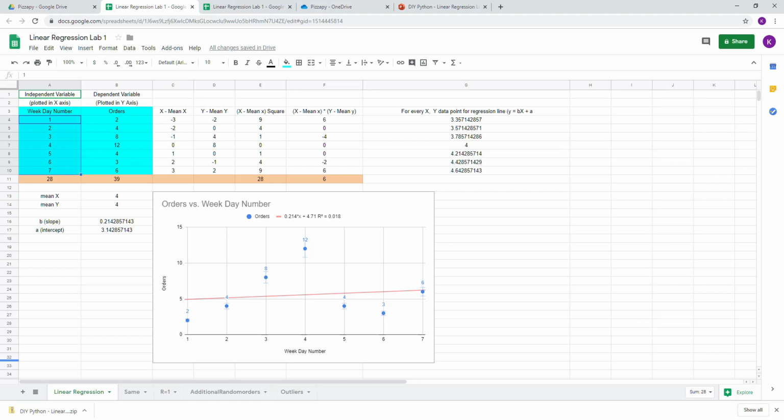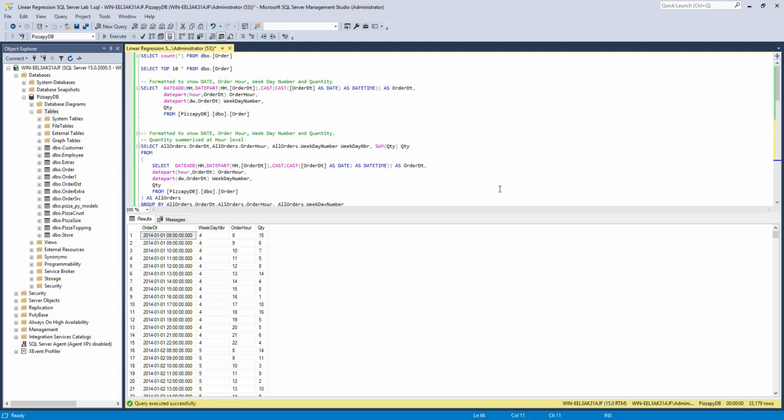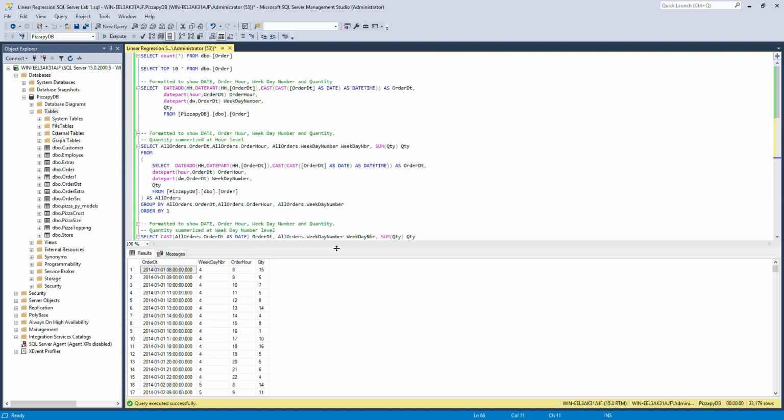Okay, so continuing from the previous example, let's go ahead and see what exactly we can do with the data we have in our Pizzapy database. Here I'm going to use SQL Server Management Studio, and I'm using SQL Server 2019 with Python enabled.